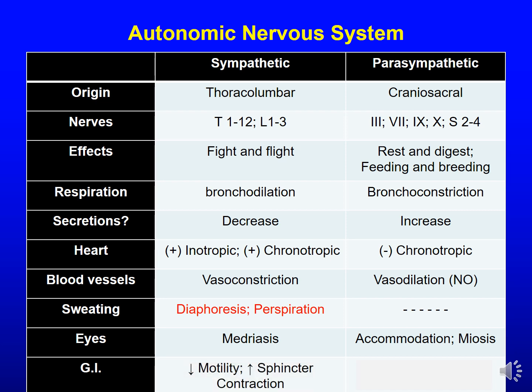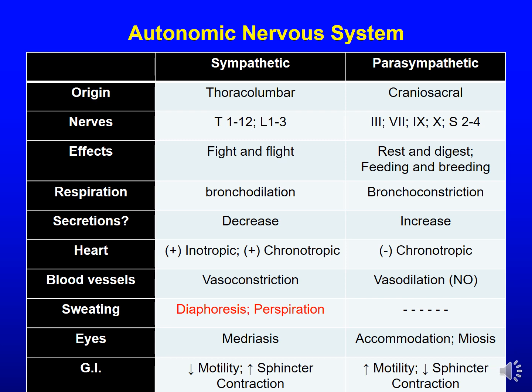In the GI tract, the sympathetic nervous system will decrease the motility but increase the sphincter contraction. So in general, they will produce constipation, while the parasympathetic nervous system will produce the opposite, where they increase the motility and decrease sphincter contraction, which may lead to increased bowel movement and diarrhea.